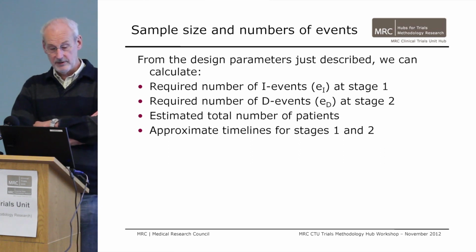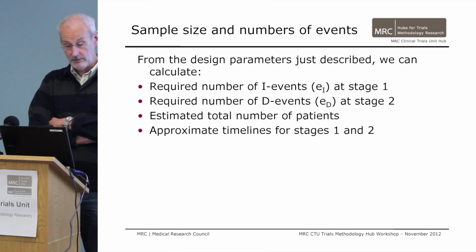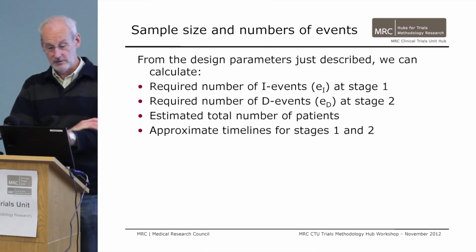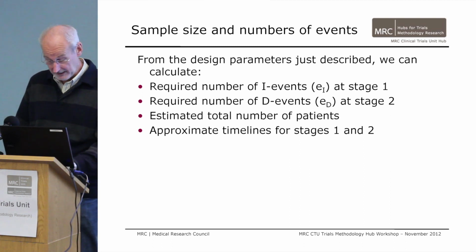Okay, so from the design parameters that I've talked about, we can calculate the number of things that we need. Number of I events, E_R and E_D, which we've discussed already. You can get the total number of patients out of the design by some mathematics, and you can also get some idea of how long stages 1 and 2 are likely to last, which is important for planning.